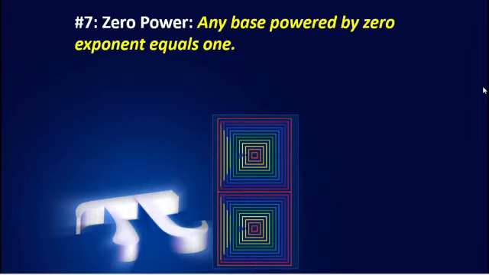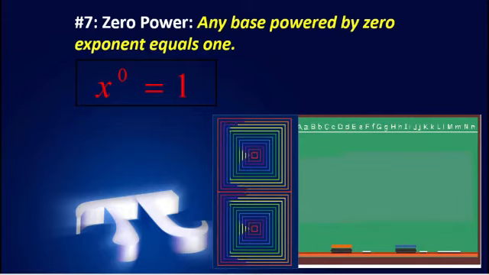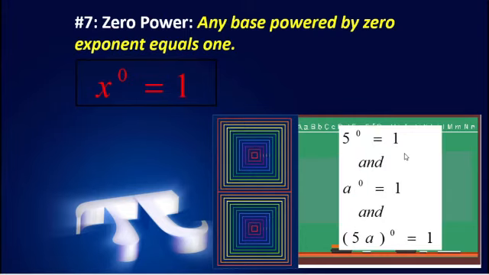And finally, we have the zero power. Sabi dito, any base powered by 0 exponent is equal to 1. Example, x to the 0, that is equal to 1. So, kahit ano pa yan, basta naka-raise to 0 or naka-enclose to raise to 0 power, that is equivalent to 1. Tulad nito, 5 to the 0, that is equal to 1. A to the 0, that is equal to 1.